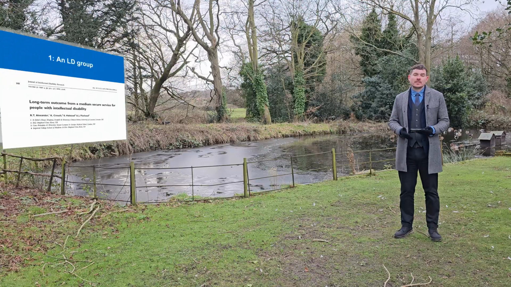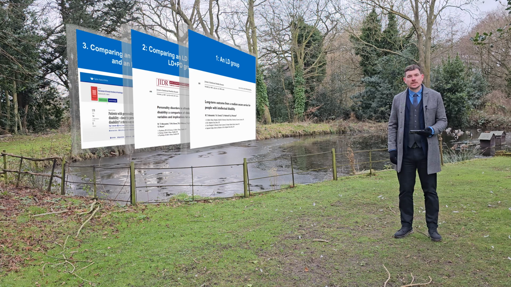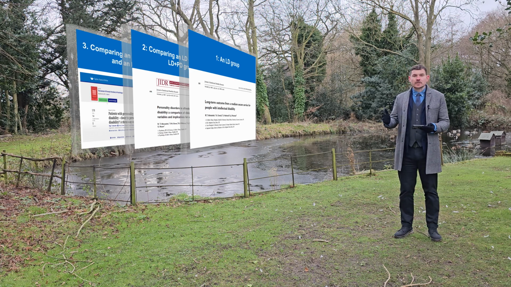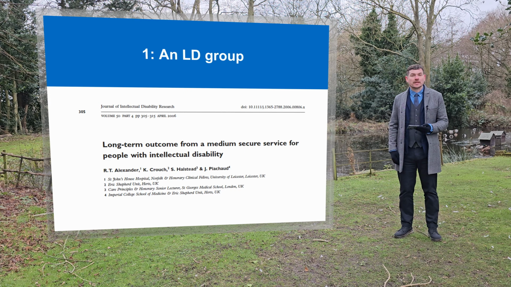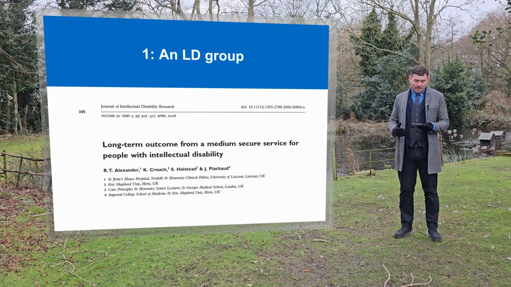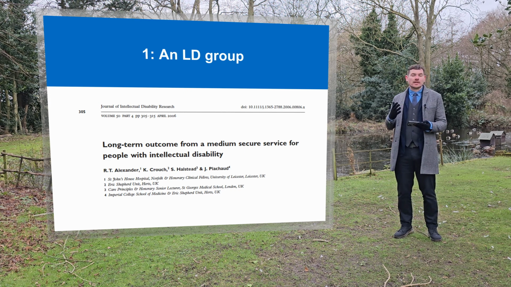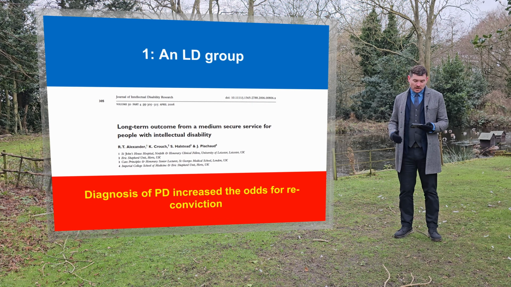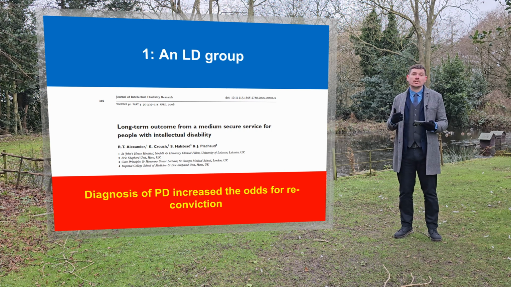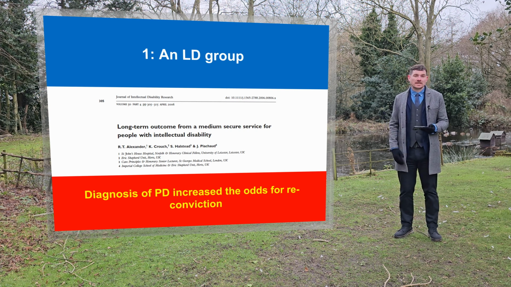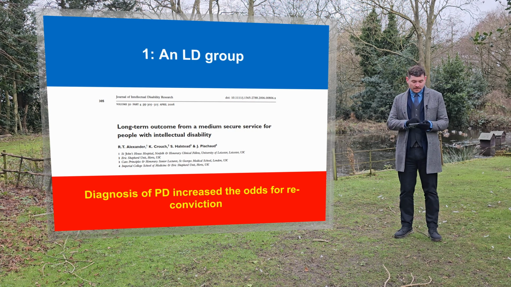So to examine treatment outcomes, we want to look at 3 studies in particular. The first of which was about long-term outcomes. This looked at patients from an NHS medium secure unit. This showed that the diagnosis of personality disorder increased the odds for reconviction. Well, this is striking because a diagnosis of something like schizophrenia significantly reduced the odds of reconviction. But for those with a personality disorder, the odds of reconviction were notably increased.